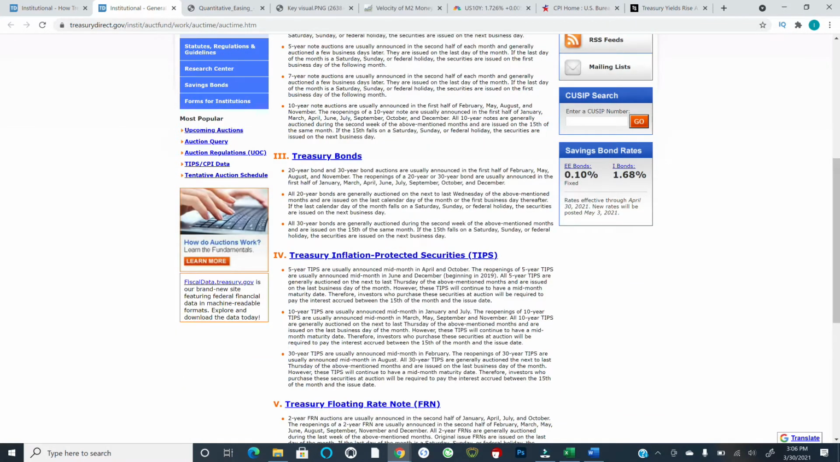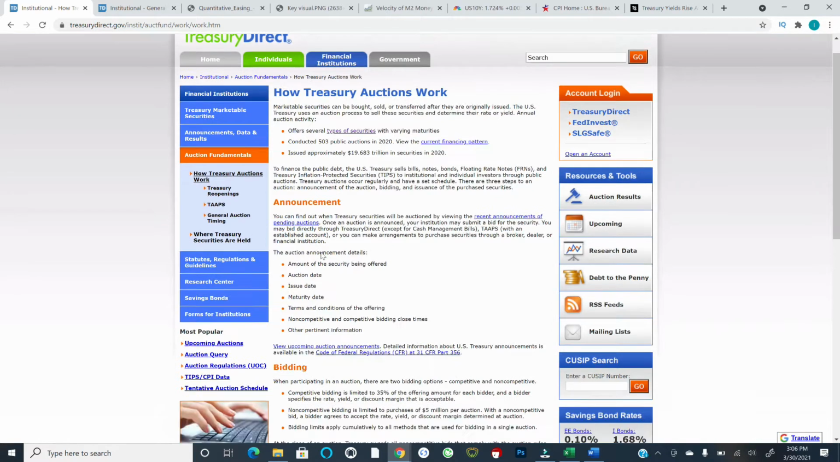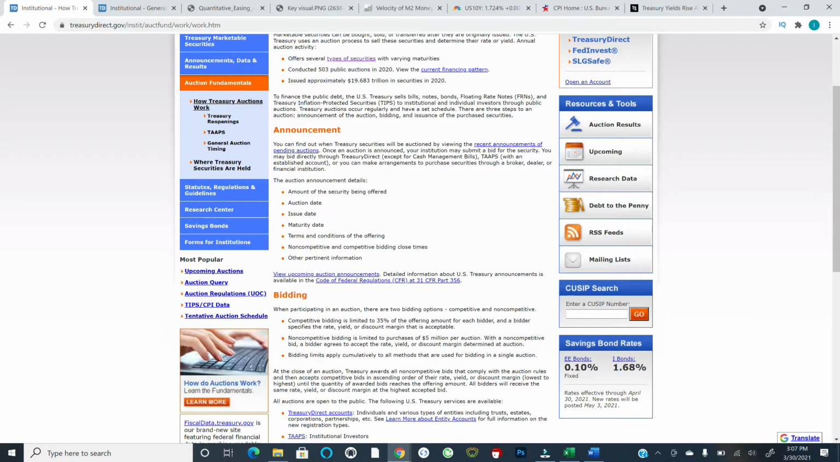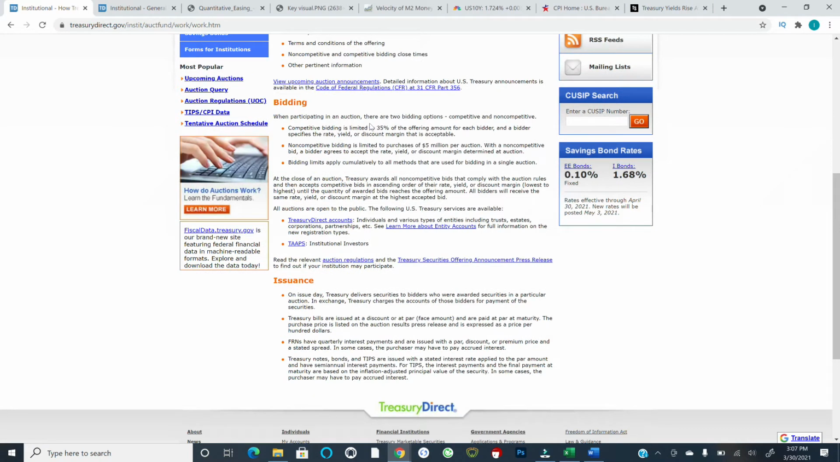And then there's some other securities here at the bottom. So all of these are announced to the public with the following information: the date of the auction, the amount of the security being issued or offered, when the securities themselves would actually be issued, their maturity date, et cetera, et cetera. And then it has some information around the bidding process. So there's competitive bidding, non-competitive bidding. I won't go through this for purposes of this video.